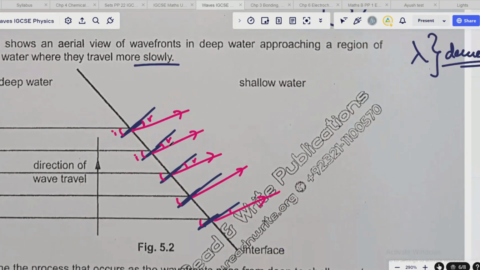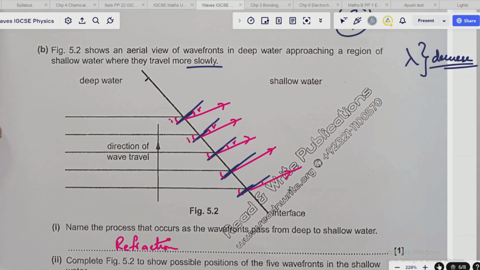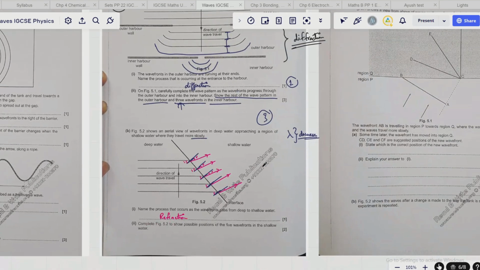You also have to give this question a try yourself later. Just draw a straight line like this, these horizontal lines, and then this line, and then try to draw the wavefronts yourself as well. All right.